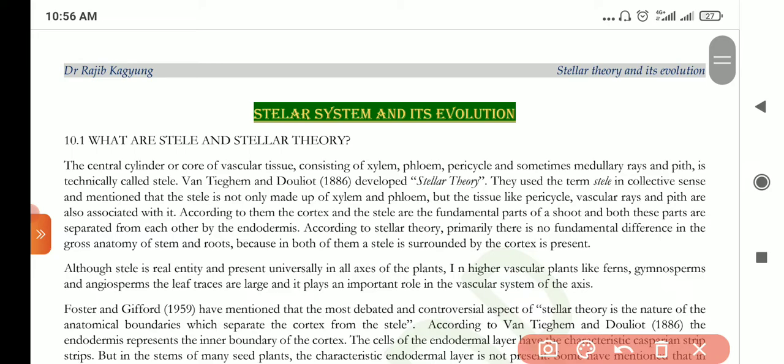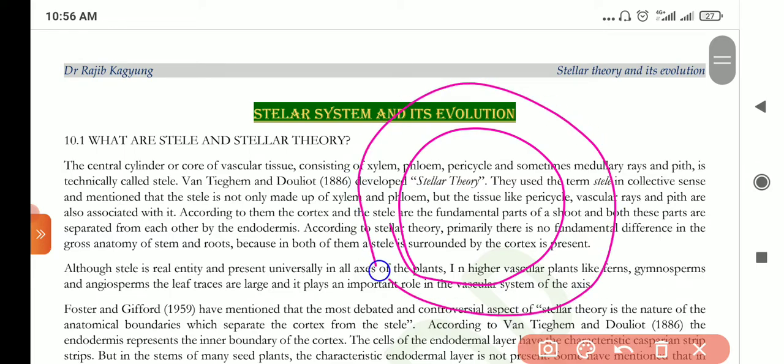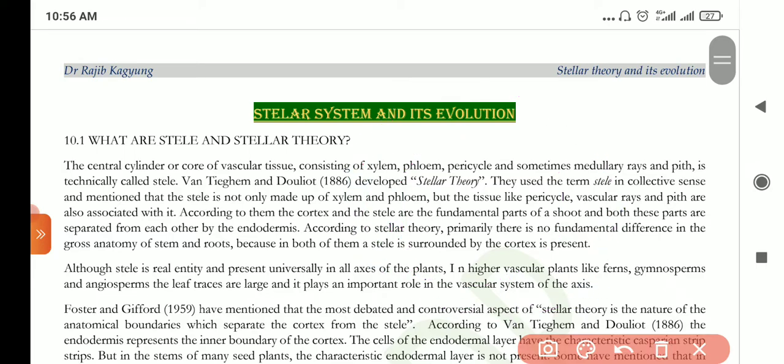So according to them, the cortex and stele are the fundamental parts of a shoot, and both these parts are separated from each other by the endodermis. If you remember the structure from the Selaginella TS, you remember outside of the pericycle, this is the pericycle, then just outside is the endodermis. I think you still remember that. Then let's look at the next sentence.